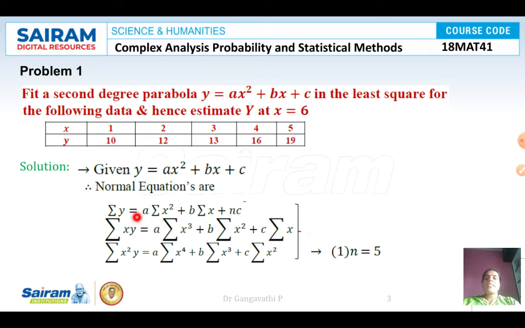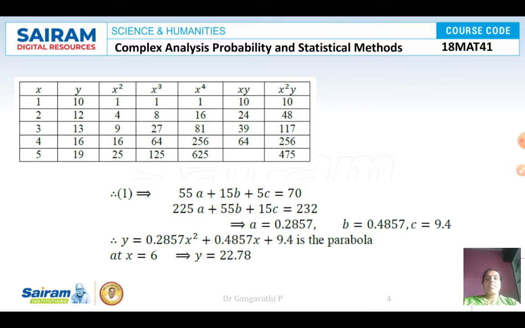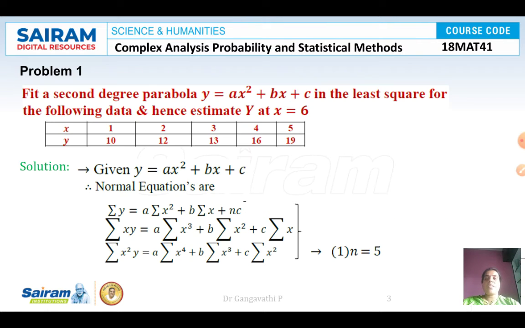Call this entire equation set as equation 1. And how many values of x have been given? There are 5 values of x, therefore n is equal to 5. So now let us construct the table which fulfills the requirement. What is the requirement?